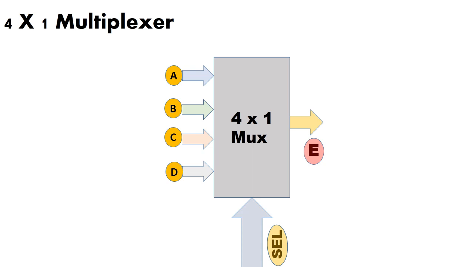When the selection input is 0, 0, the first input A will be selected. When the selection input is 0, 1, the input B will be selected and given to the output. Similarly, C will be selected for the selection input of 1, 0. Finally, D will be selected for the selection input of 1, 1.